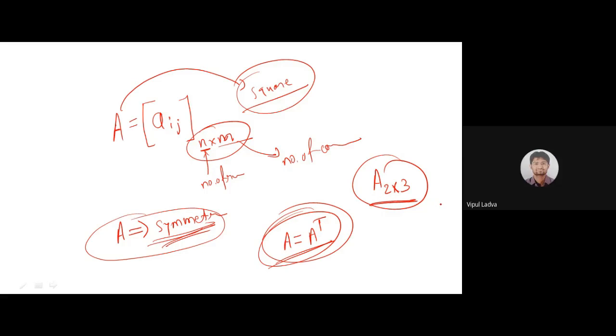Sir, is it possible that a matrix of the order 2 cross 3 will act as a symmetric matrix? नहीं हो सकता, क्योंकि इस मैट्रिक्स का अगर आप ट्रांसपोज निकालेंगे, then A transpose will have the order 3 cross 2. तो 2 cross 3 और 3 cross 2 दोनों मैट्रिक्स कभी सेम हो ही नहीं सकते.